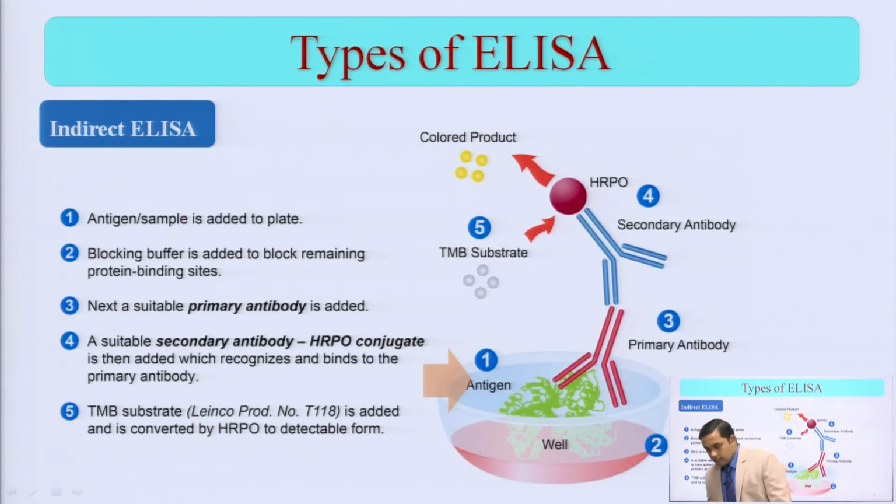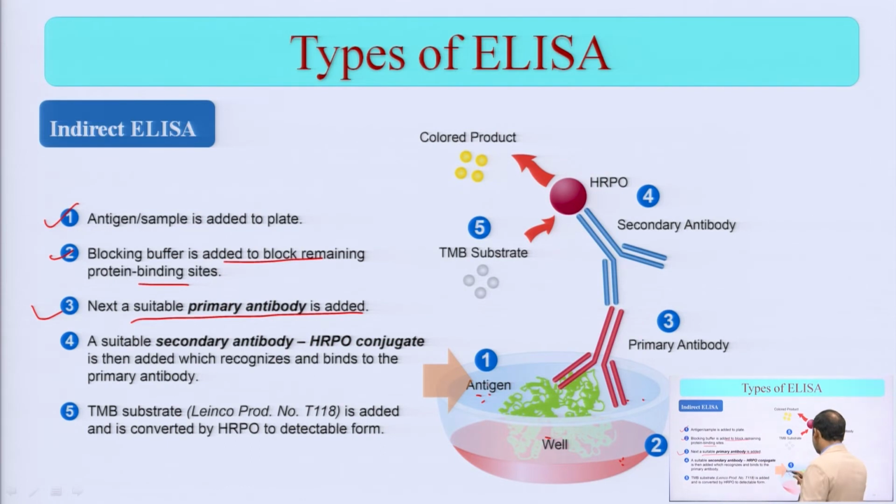In this method, the antigen or sample is added to the plate. You can see this is your microplate. Here your sample or antigen is given to the plate. Then blocking buffer is added to block the remaining protein binding sites. Then next, a suitable primary antibody is added. Obviously, it is an antigen, so there will be some antibody for that, and you have added a suitable antibody.